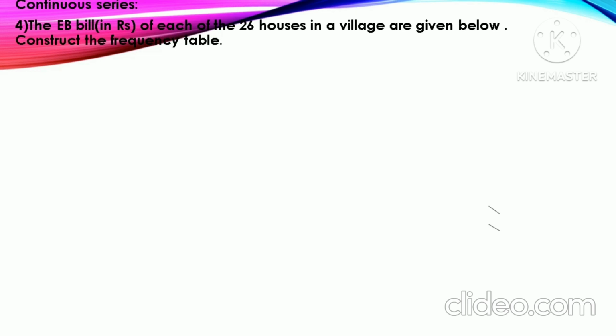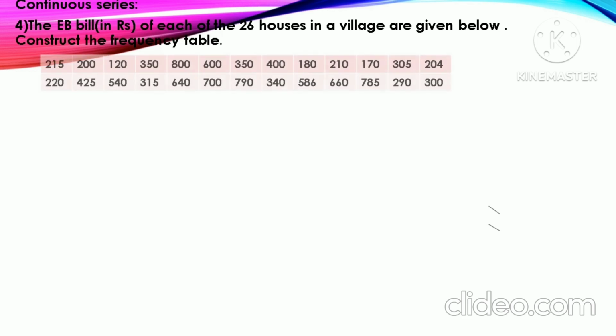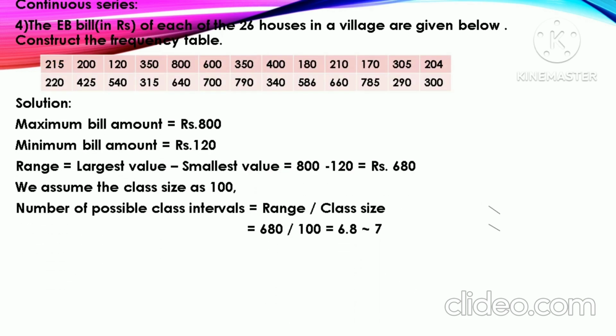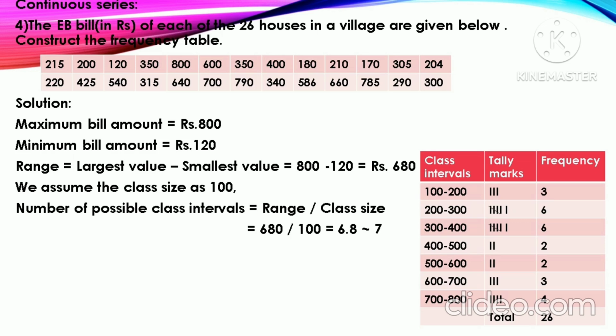Next, I have seen a problem on continuous data. The EB bill amounts of each of the 26 houses in a village are given below. Construct the frequency table. So they are given like this. How to construct the frequency table? First the data is given. The frequency table has class intervals, tally marks and frequencies. For constructing it, first we find the maximum bill amount and the minimum bill amount, then find the range. They have not given any class size, so we have to assume a class size of 100 from the given data.